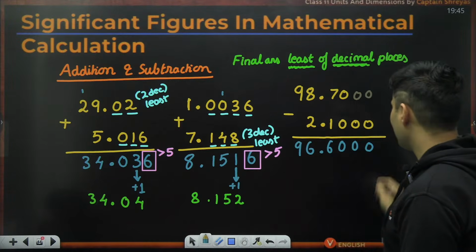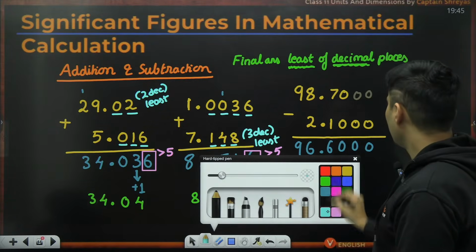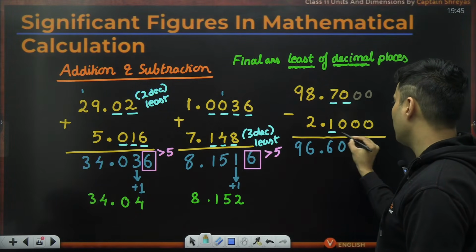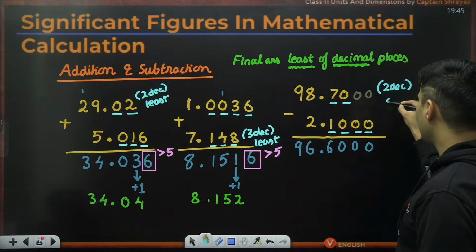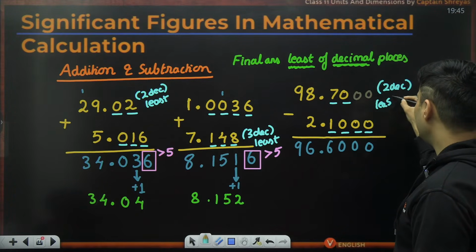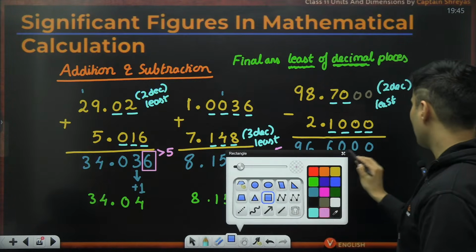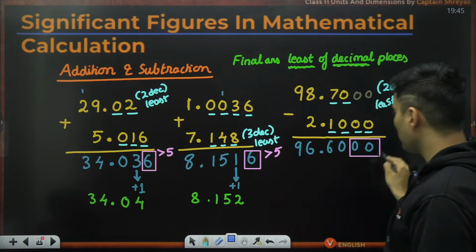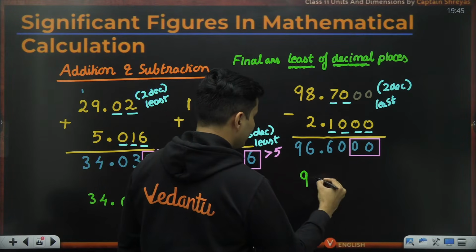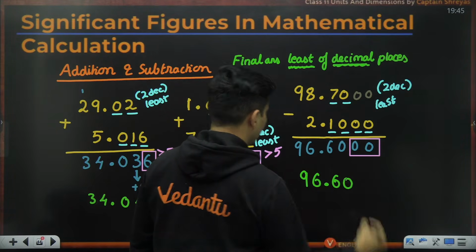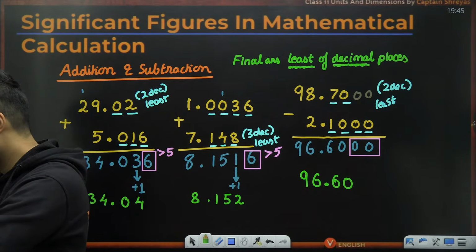Okay, 96.6000. But as you can see, this number had 2 decimals, this number had 4. So 2 decimal places in this case is basically the least. So the final answer should also have 2 decimal places. As you can see, we can just get rid of these zeros. You don't have to do anything technically. You can just write it down as 96.60. That's it. That is the answer.